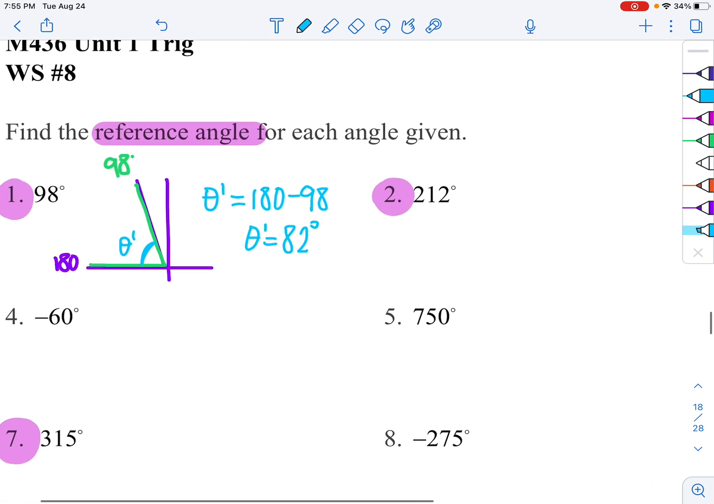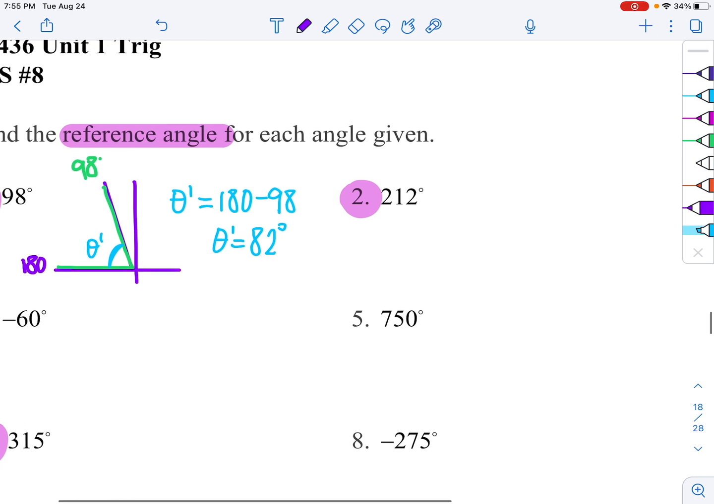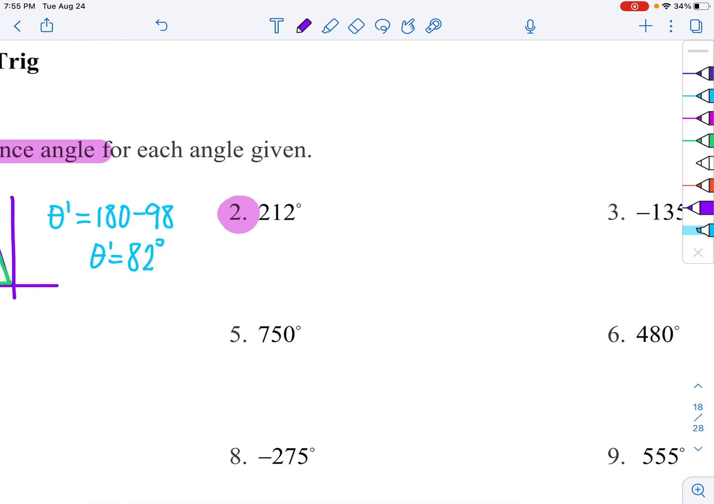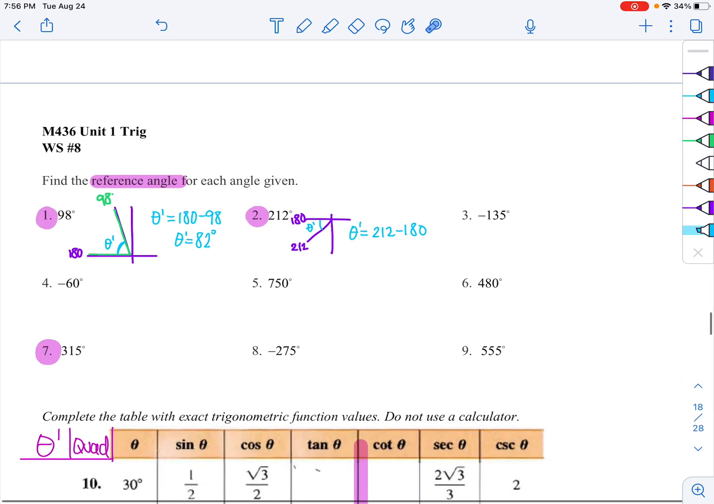All right, same thing. Draw a picture to help. There's no shame in it. It actually helps a ton. So 212 is in the third quadrant. 212, where's the nearest x-axis? Well, it's 180. The reference angle is going to be the difference between the two. But remember, take the big angle minus the small angle. Reference angles always have to be positive, so we do big minus small. And that's how we would continue with these, okay?